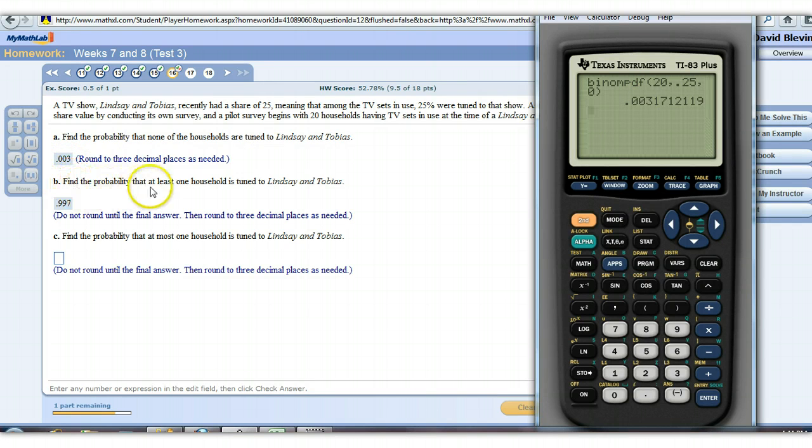Alright, find the probability at least one household is tuned. Remember, at least one is 1 minus the probability of none. So 1 minus 0.003 is 0.997. Alright, find the probability that at most one household is tuned to the show.